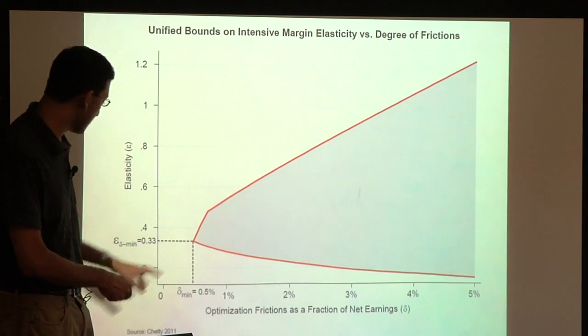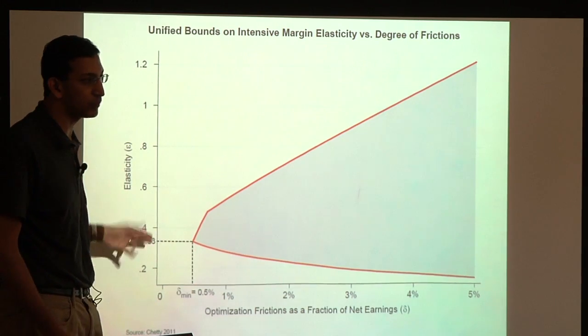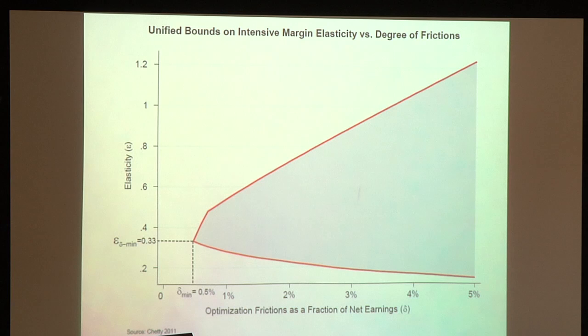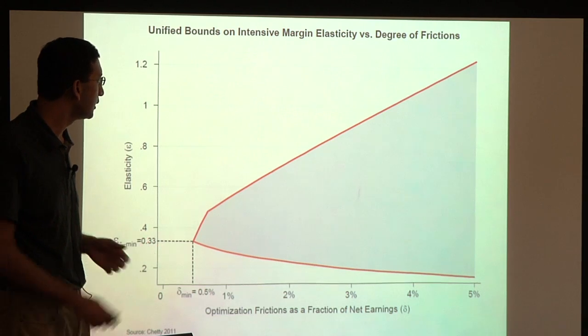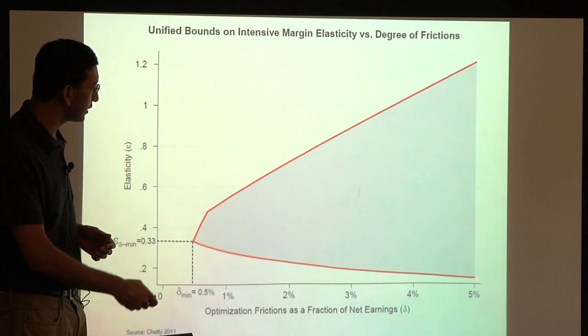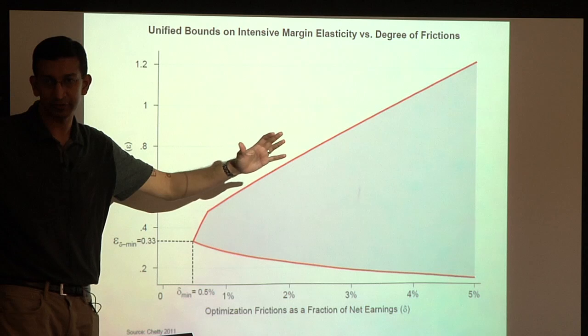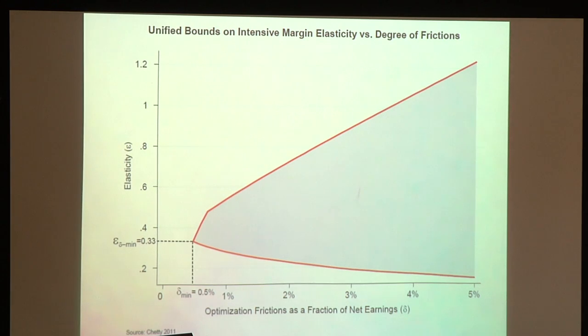At that minimum delta, you can get a point estimate of what the elasticity would be, and that ends up being 0.33. So if you want to pick one number adjusted for these imperfections, that gives you one point estimate. Okay, so then you can go to the other extreme and ask, of course, as you make delta bigger and bigger, these bounds are going to get arbitrarily wide, right?